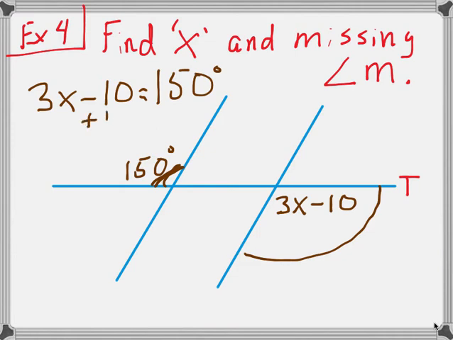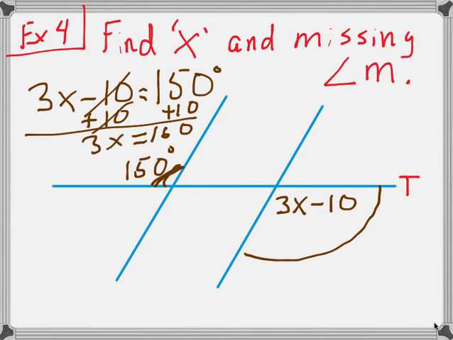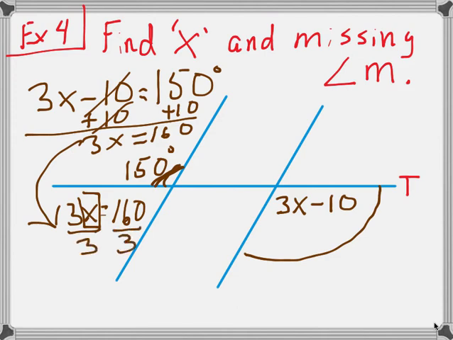Now I can add 10 to both sides, add 10. Okay, cross out, cancel out. That gives me 160. So 3x equals 160. I'm going to have to bring it down here. Do opposite, be fair. I'm going to have to divide both sides by 3. Okay, 160 divided by 3 is 53 1/3.